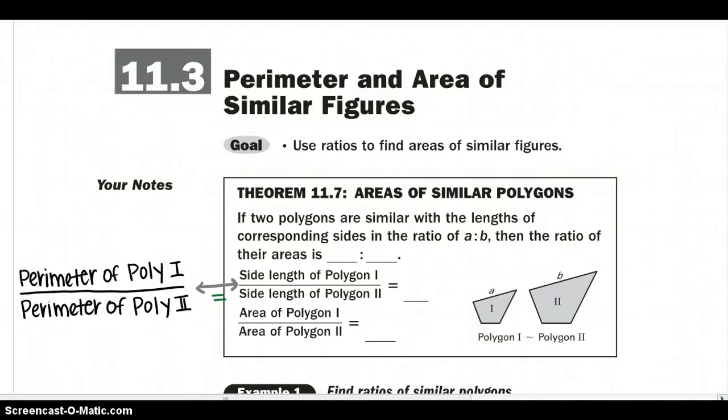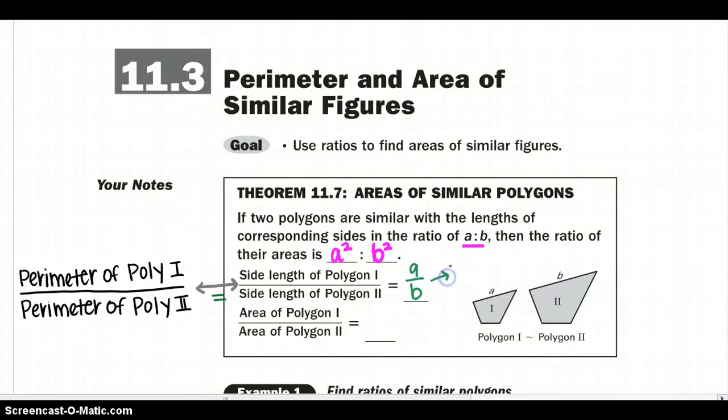So starting off with theorem 11.7, similar areas of polygons. If two polygons are similar with the lengths of corresponding sides in the ratio A to B, then the ratio of their areas is just A squared to B squared. We learned in the other chapters when we talked about similar figures, the side length of one polygon over the side length of the other polygon. And if we look at the example, we can say it would be A over B.